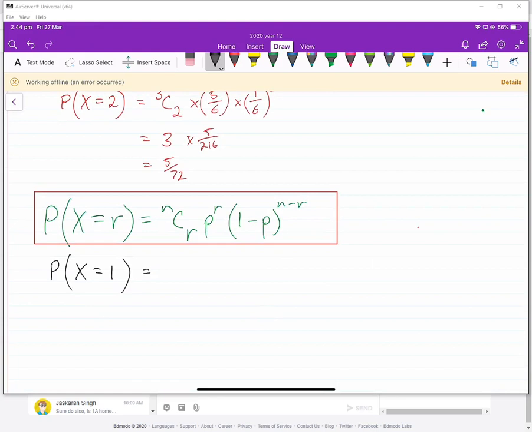So we've got the probability that X equals 1. n is how many trials there are. We're doing 3 trials, and r is what we want to get, which is 1.